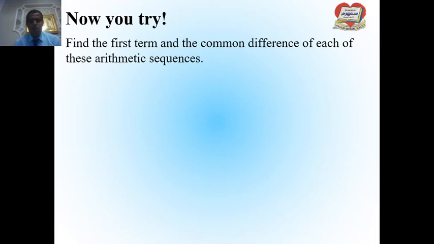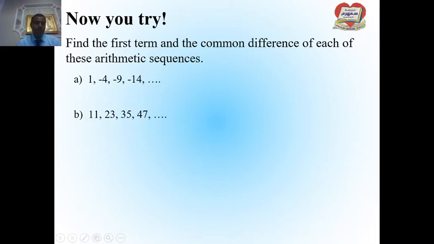Find the first term and the common difference of each of these arithmetic sequences. Look here, the first sequence is 1, negative 4, negative 9, negative 14. The first term is what? It is 1. The common difference is the difference between two consecutive terms. This 1 is t1, negative 4 is the second term, negative 9 is the third term, and negative 14 is the fourth term. To get the common difference, my learners, take the second term minus the first term, or the third term minus the second term, or the fourth term minus the third term, and so on.